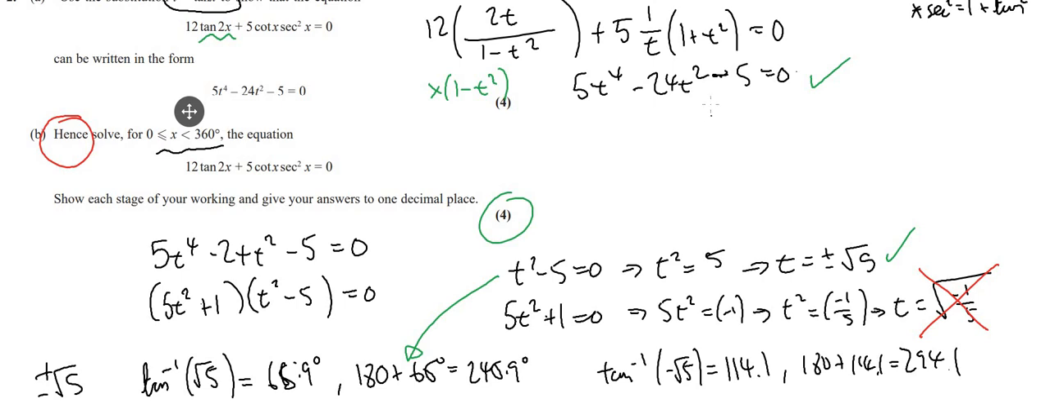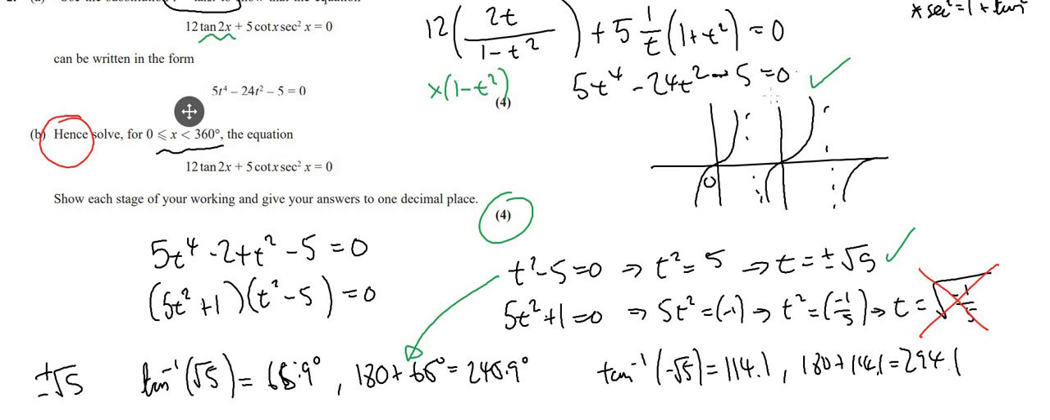Okay, now remember, if this is tan, I've got a graph like that. Here is my 0, here is my pi, here is my 2 pi. So I'm basically looking for solutions. I'm always going to get 2 positives and I'm going to get 2 negatives. So I need 4 solutions in total, which I've got: 2 from the square root of 5, 2 from the negative square root of 5.